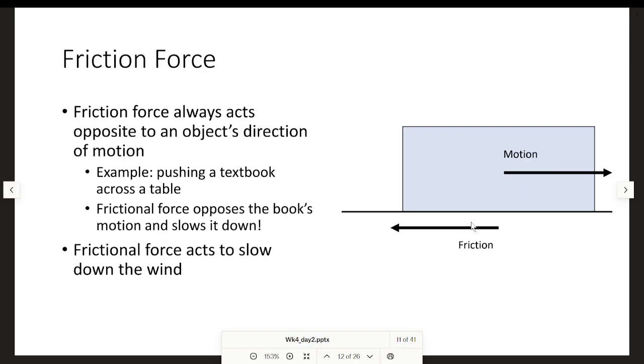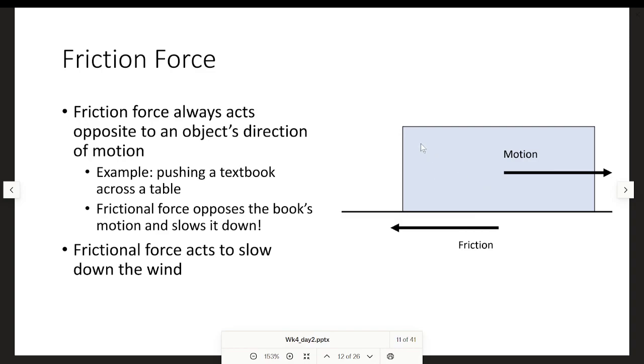Example, pushing a textbook across the table, frictional force opposes the book's motion and slows it down. But if you put a bunch of butter on the book or something, it's going to get rid of some of that friction force and it's going to slide really fast. Or maybe like ice skating, after they use the Zamboni machine and it's too slippery and you fall. Well, that's what happened to me. I'm projecting. Anyway, frictional force acts to slow down the wind.